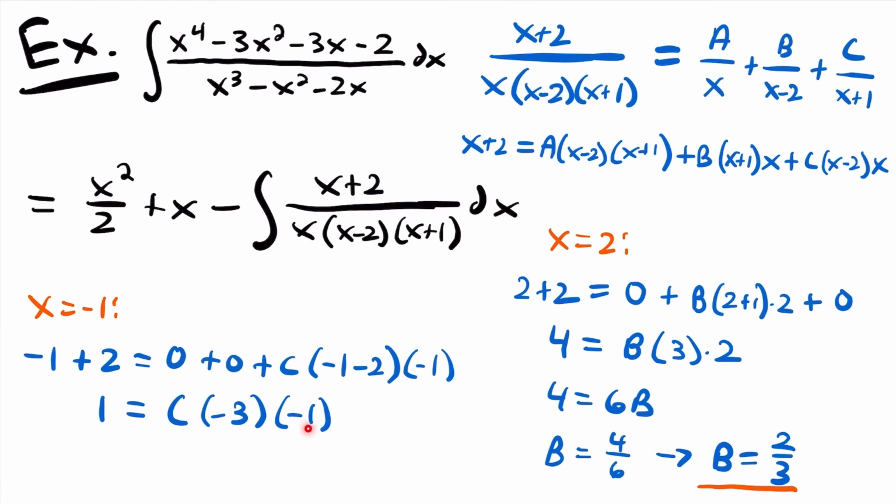And negative 3 times negative 1 is positive 3, so 1 is equal to 3c, which means that c is equal to 1/3 if we divide both sides by 3. And so c is equal to 1/3.